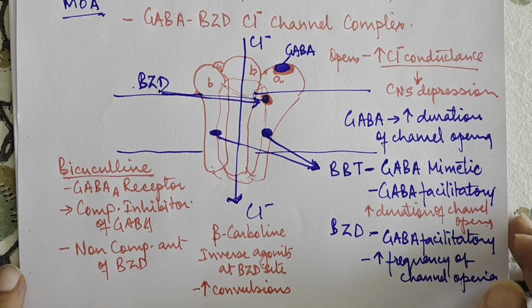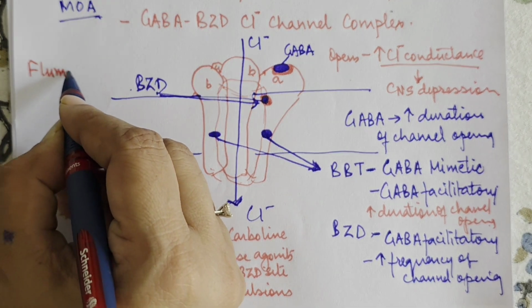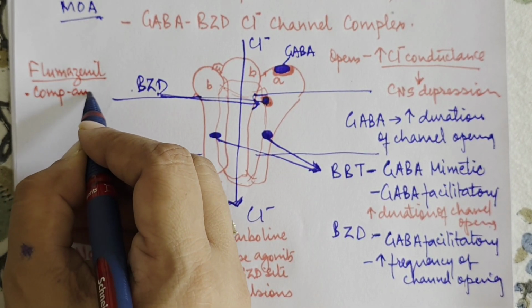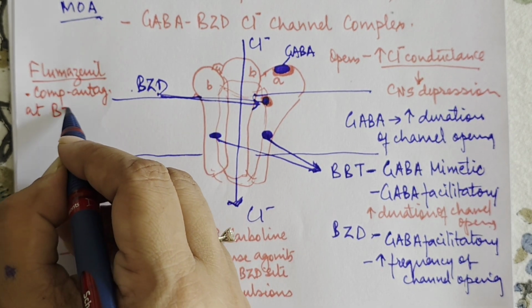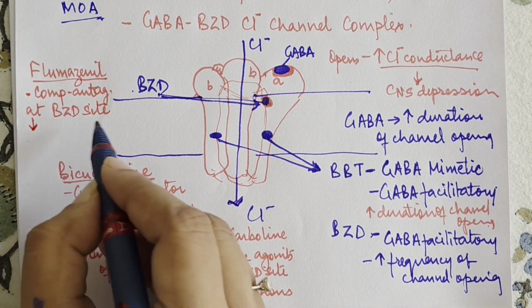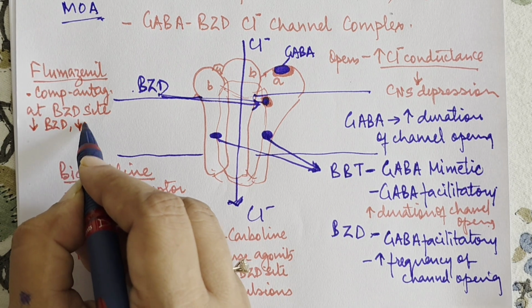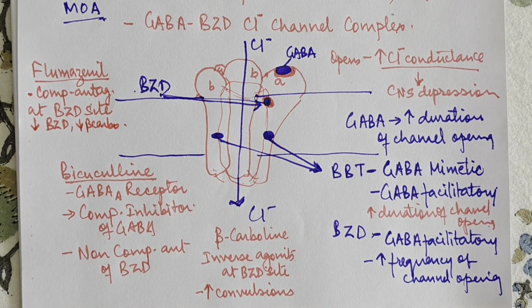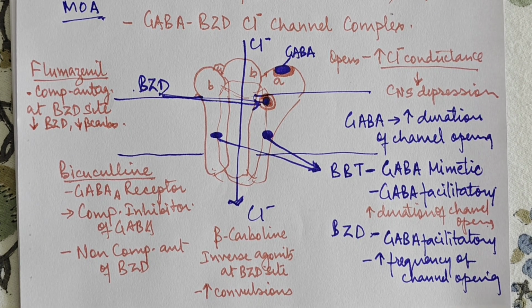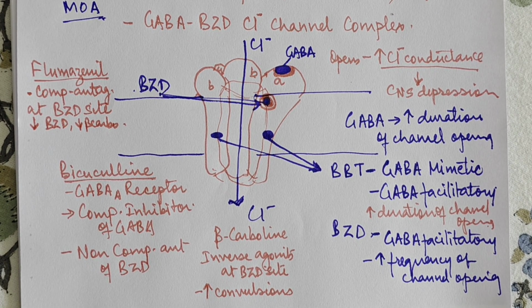Okay, and there is another drug, flumazenil. This flumazenil is a competitive antagonist at the benzodiazepine site, and so it inhibits the action of benzodiazepine and also inhibits beta carboline. So flumazenil again acts here. It is a competitive antagonist at the benzodiazepine receptor, and it inhibits the action of benzodiazepine as well as beta carboline.